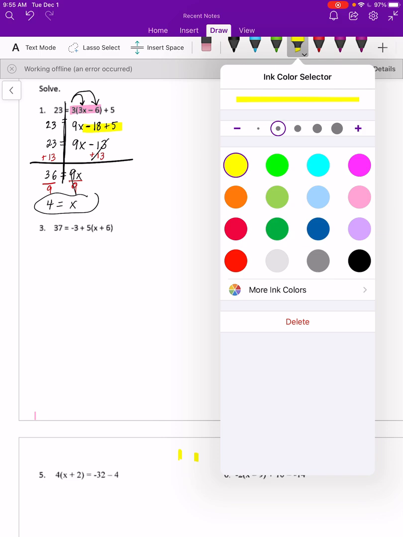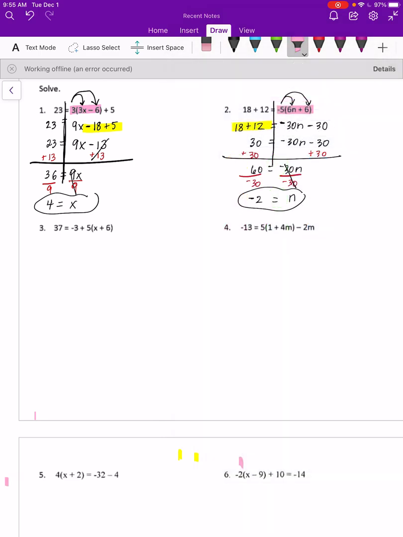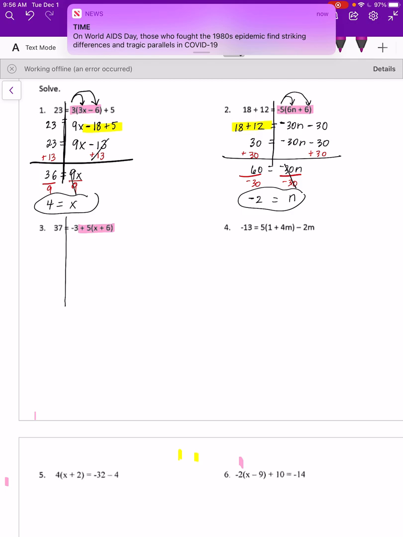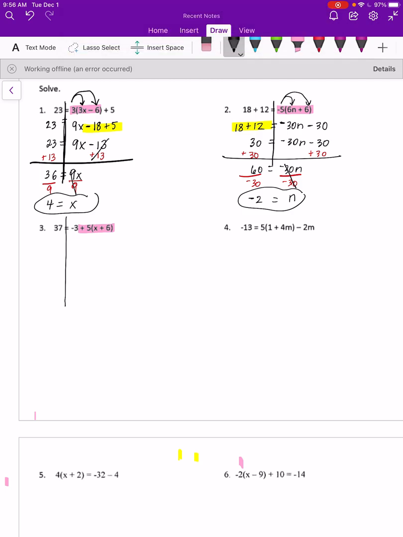So let's do the next one. I see a distributive property. It is right here. And I should have put my line down the center first, my balanced equation. So distributive property first. So I'm going to do 5 times x, which is 5x. I'm going to do 5 times 6, which is 30. Then I'm going to bring the 37 down, and I'm going to bring the negative 3 down. Now, this was a positive, so I'm going to put a plus in there.